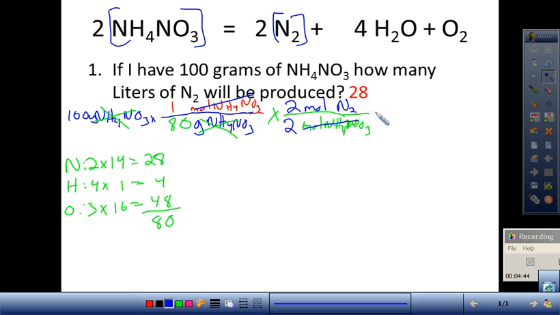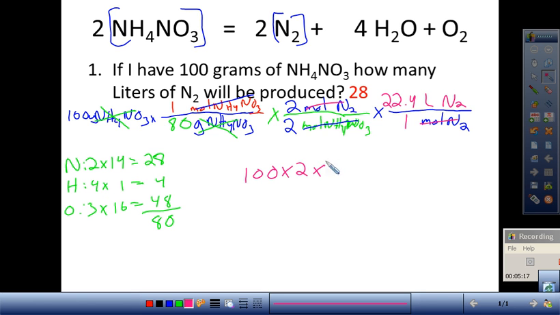The question says liters of N2, so I know I have to keep going. I take the unit, put it down here. And from moles, I can change to liters. It's always the same chemical. 1 mole in the fraction means I put a 1 in front. My liters, it's always 22.4. Cross off my like units. I'm going to take everything on the top. So I have 100 times 2 times 22.4. I want to put that in parentheses in my calculator. I'm going to divide that by 80 times 2, which I also need to put in my calculator, and that gives me my answer.